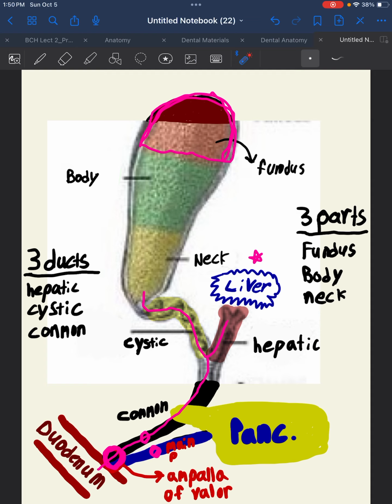Besides that, you're going to have your pancreas over here. The pancreas has a duct known as the main pancreatic duct, and the main pancreatic duct will actually meet the common bile duct at this point known as the ampulla of Vater, and then both will release their contents into the descending duodenum, which we'll talk about in the next slide.